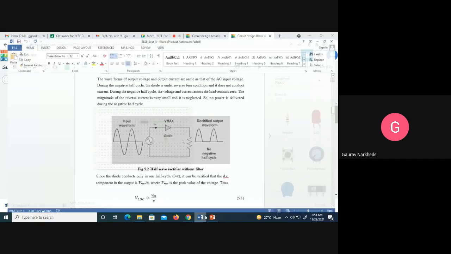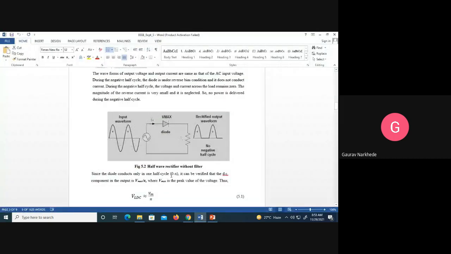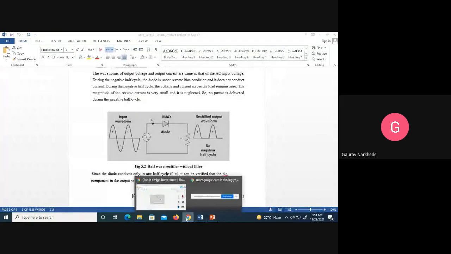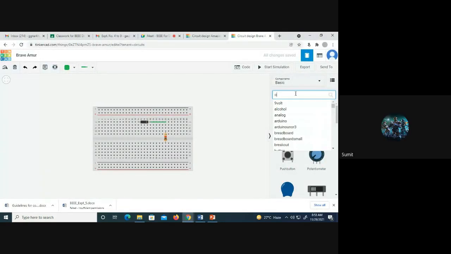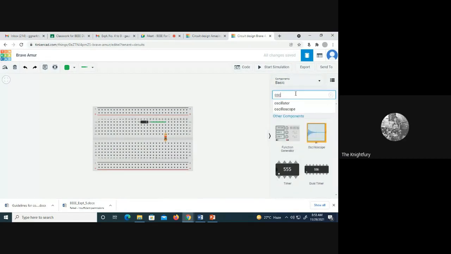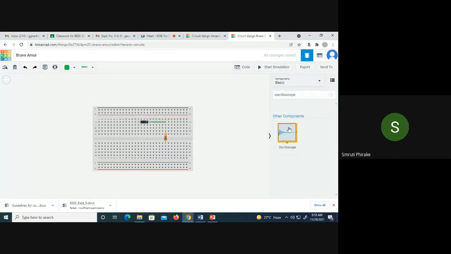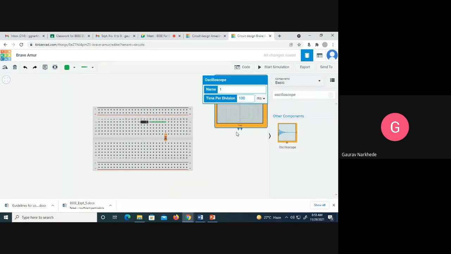Now the basic question is that if I want to observe the output across the resistor, which component will I be using? Multimeter, sir. Oscilloscope. Yeah. Okay. So here I'm just keeping the oscilloscope here, because I want to observe the output. So this is negative and positive.